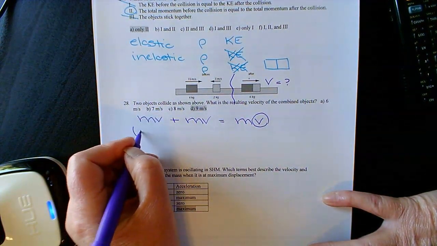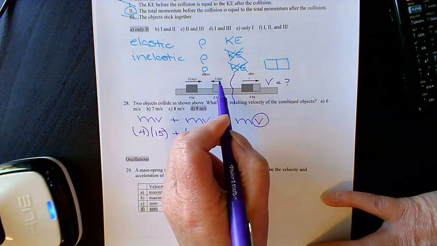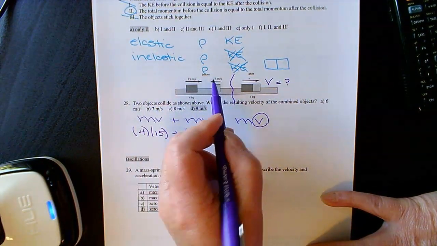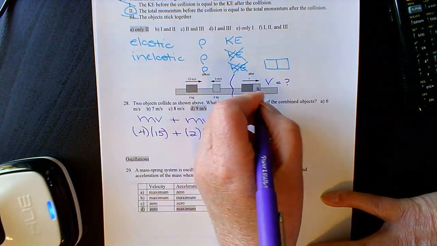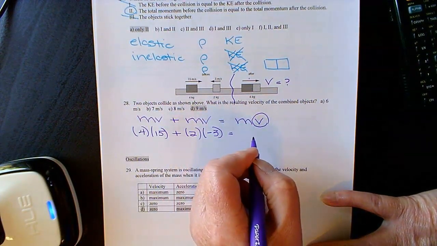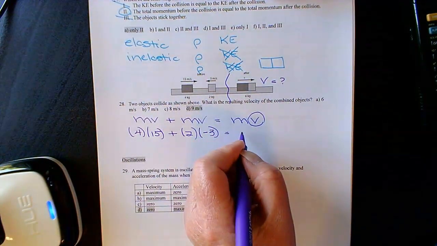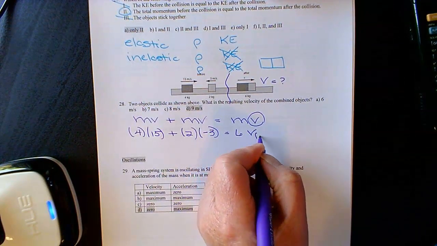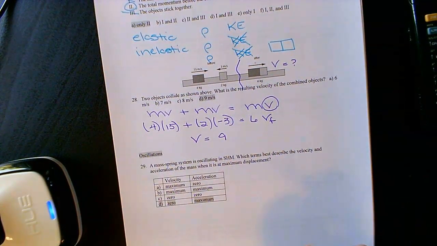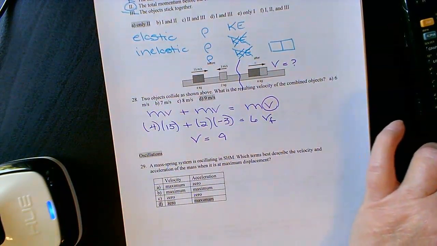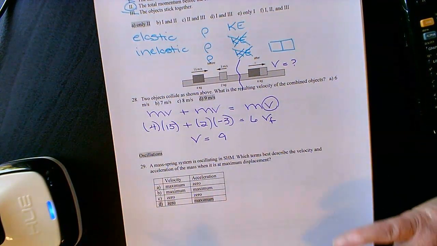Plugging in the numbers, we have a 4 and a 15. We have a 2. Here's the key: this velocity is going backwards, so it's got to be negative. That's a -3. And this mass is the mass of the combined objects, which is 6. Then we can solve for the final velocity. I'm assuming that's going to be 9. So 60 minus 6 divided by 6 is 9 meters per second.